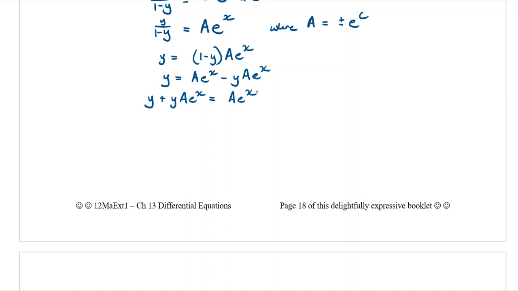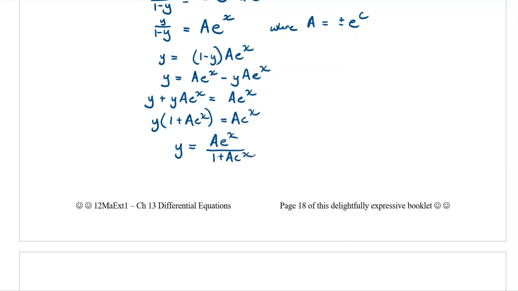Everyone still with me? Yes. Factorize the y out and we have y times 1 plus a e to the x equals a e to the x. And finally, y all by itself would be a e to the x over 1 plus a e to the x.